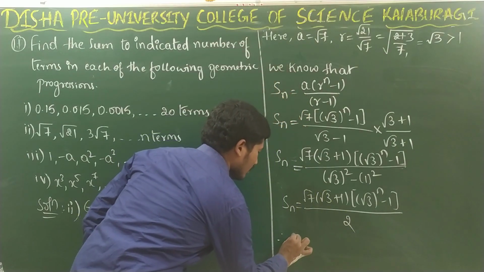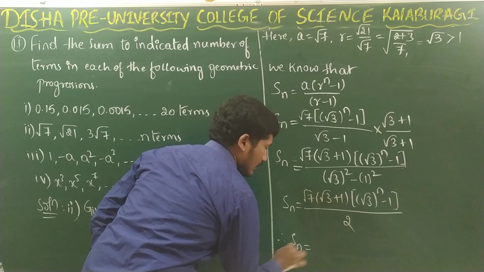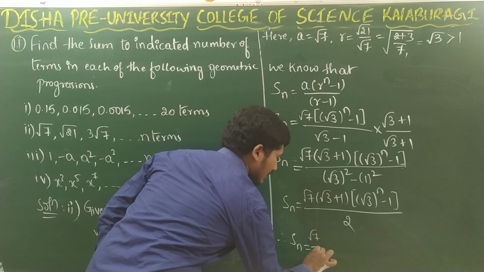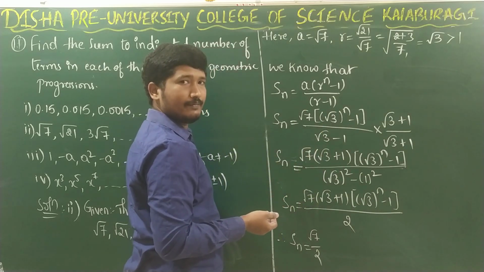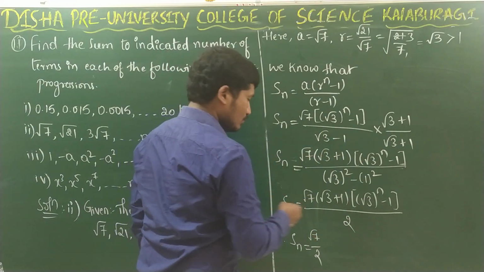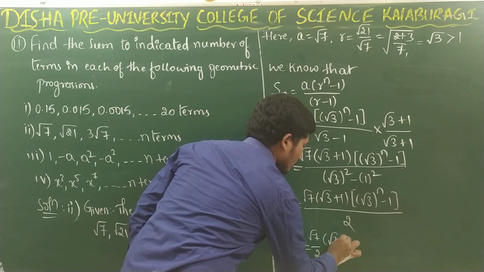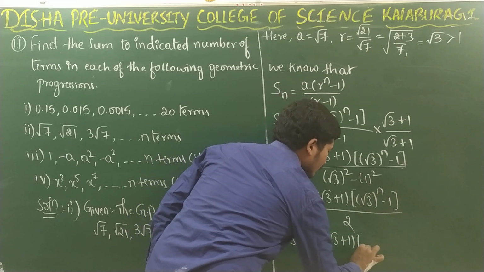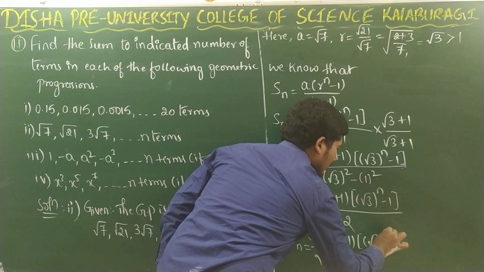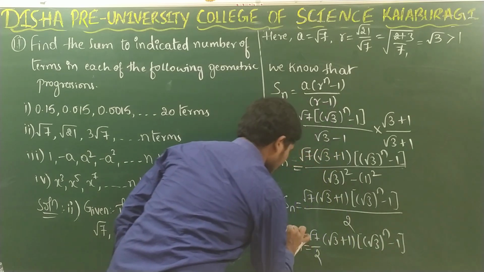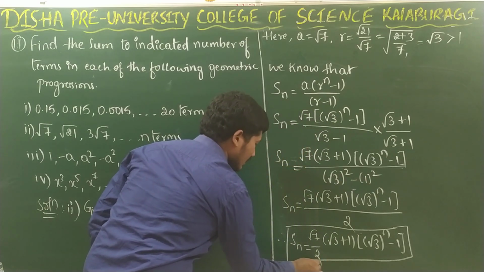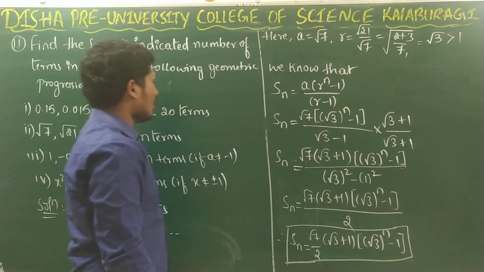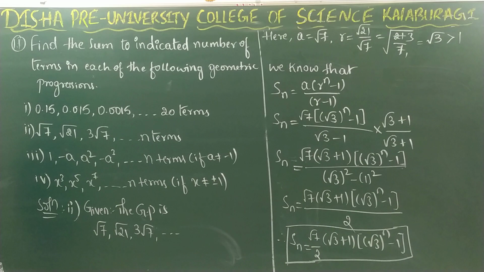So therefore your Sn will be equal to root 7 divided by 2. I can write it like this because we have a product in the numerator. Root 7 by 2 into root 3 plus 1 into root 3 whole power n minus 1. This is your sum of n terms of the given geometric progression. So I hope you understood this.